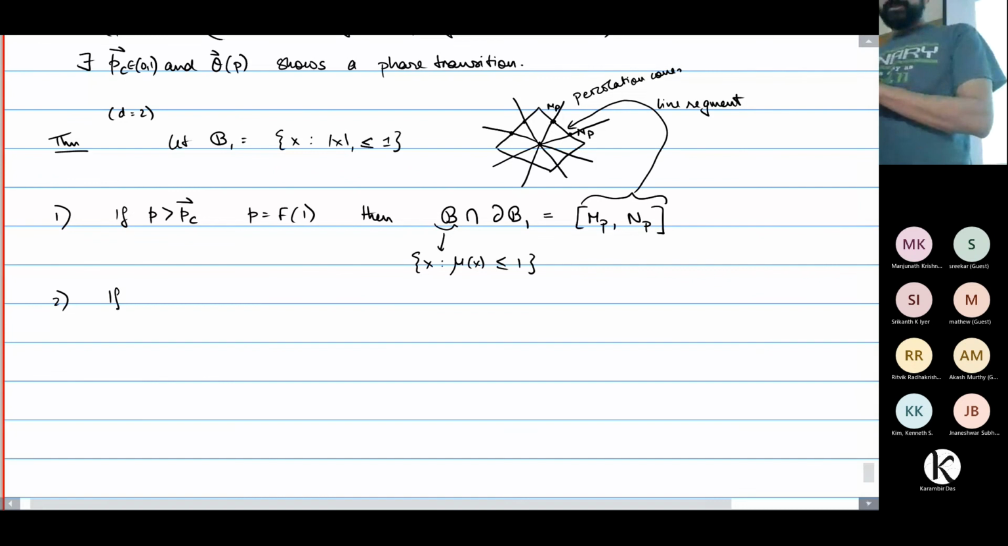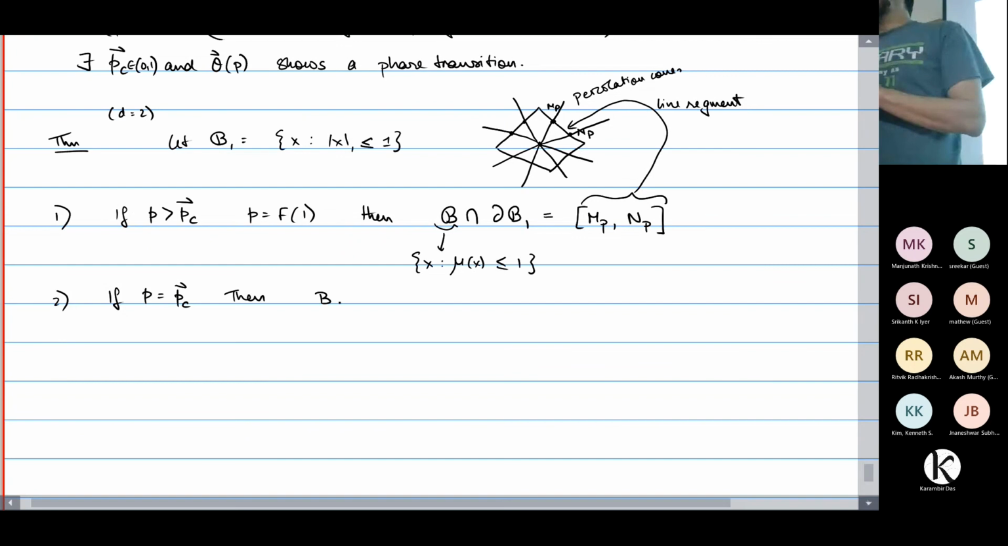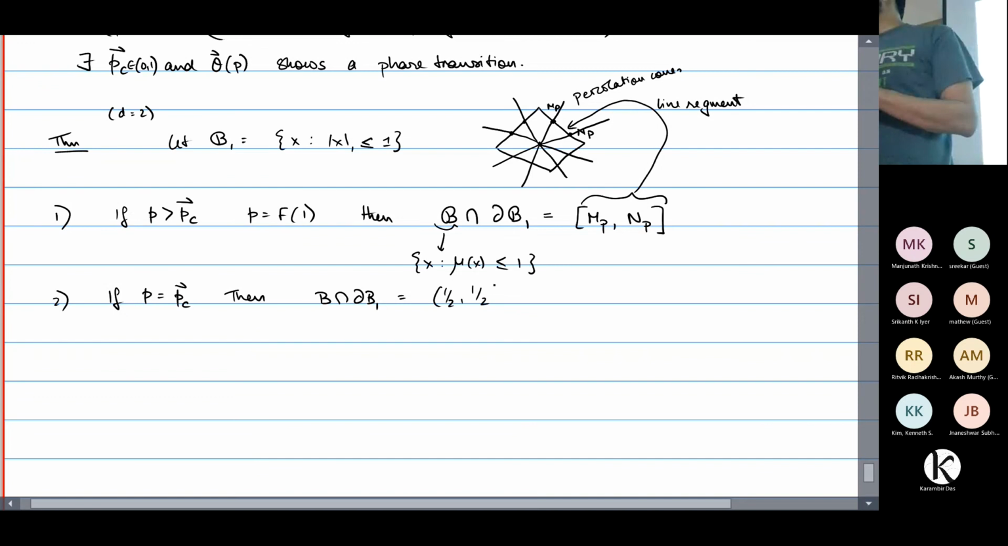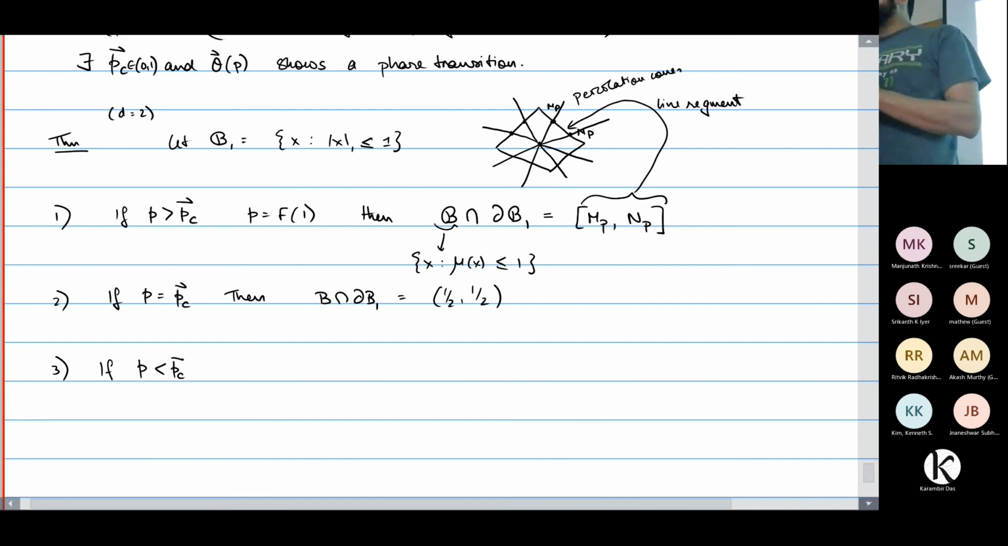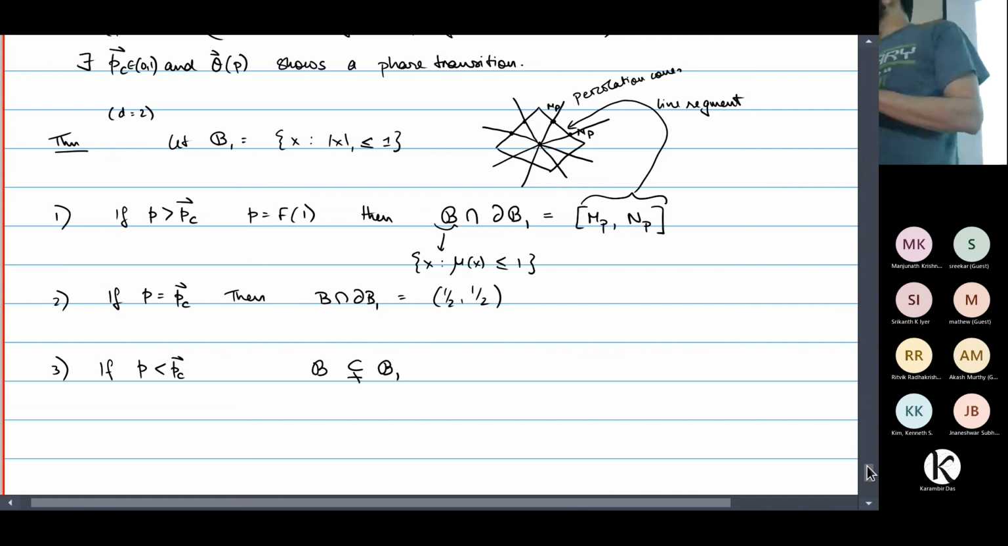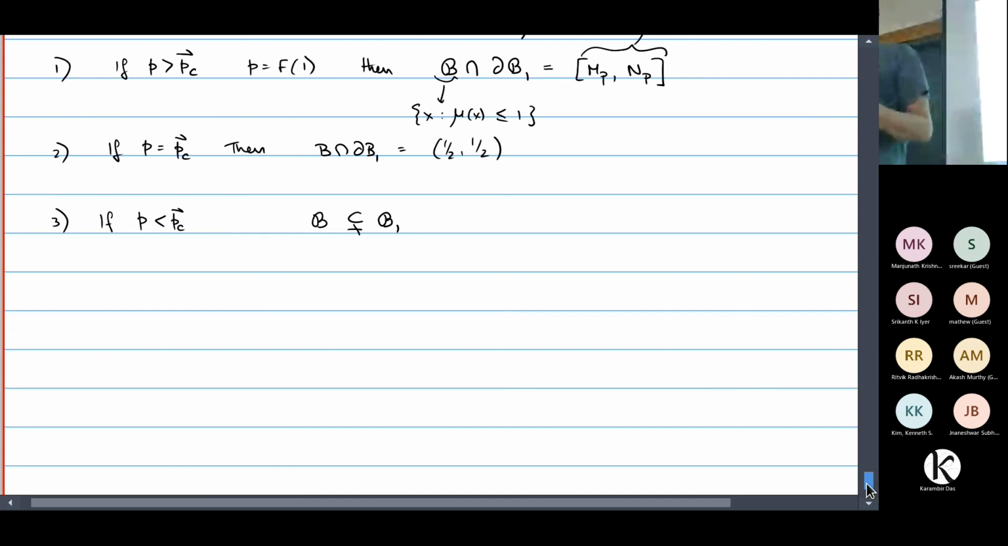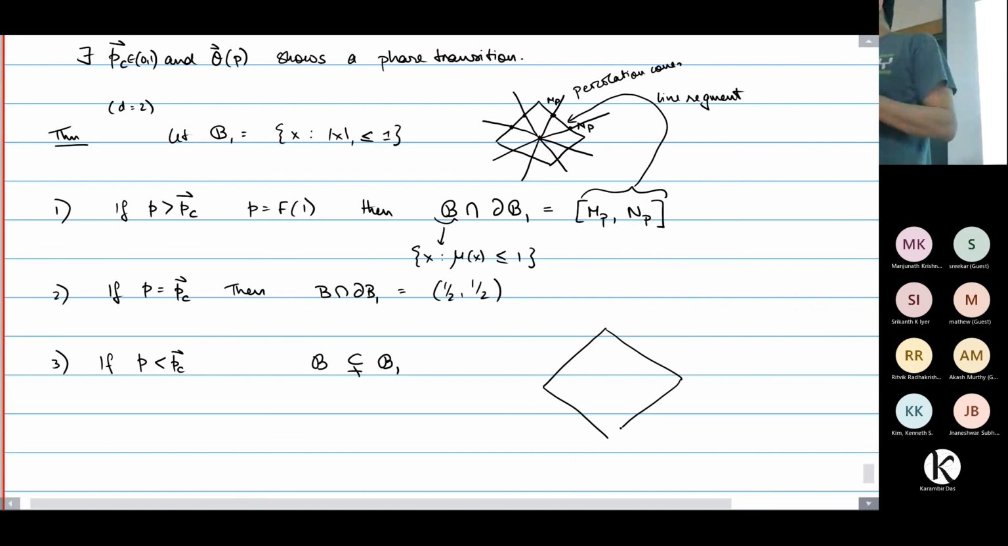And two, if p equals p_c, then B intersection the boundary of the L1 ball equals the point (1/2, 1/2). And three, if p is less than p_c, B is contained in the interior. So just pictorially, it's saying we have a monotonicity in d.